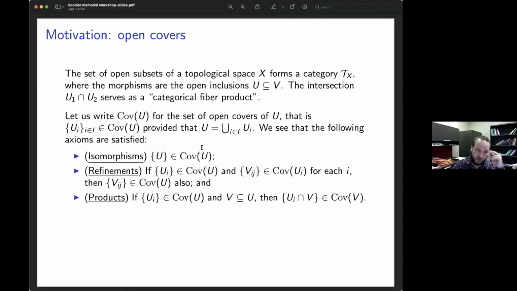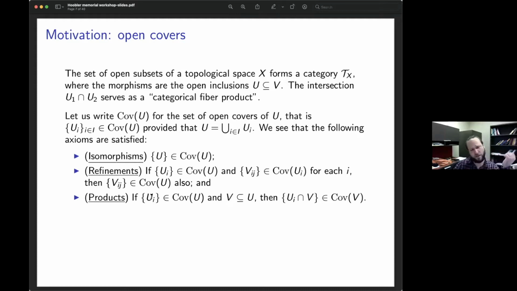Given any subset, you can immediately produce at least one open cover of it, which is itself. I'm calling these isomorphisms because I'm thinking of the future. And then if I give you an open cover of some open subset U, and then for each one of those little open subsets, I give you an open cover of that little guy, then a collection of the open covers of an open cover is also an open cover of the first guy. Okay, so basically here I'm able to refine open covers even further by taking even smaller open subsets.